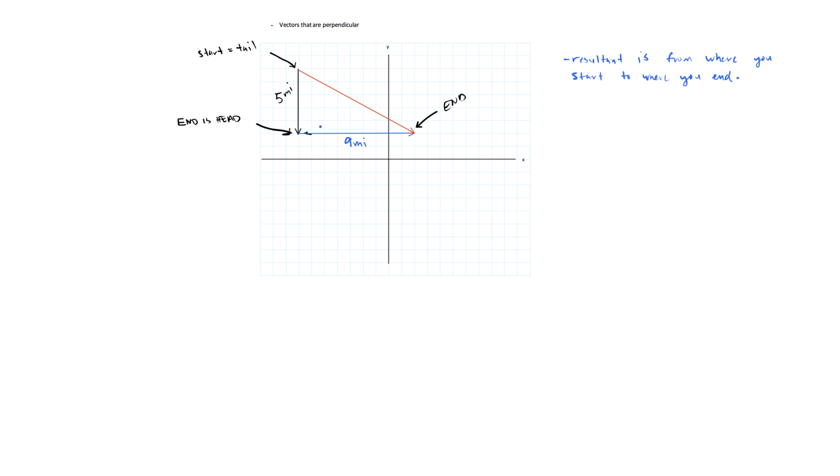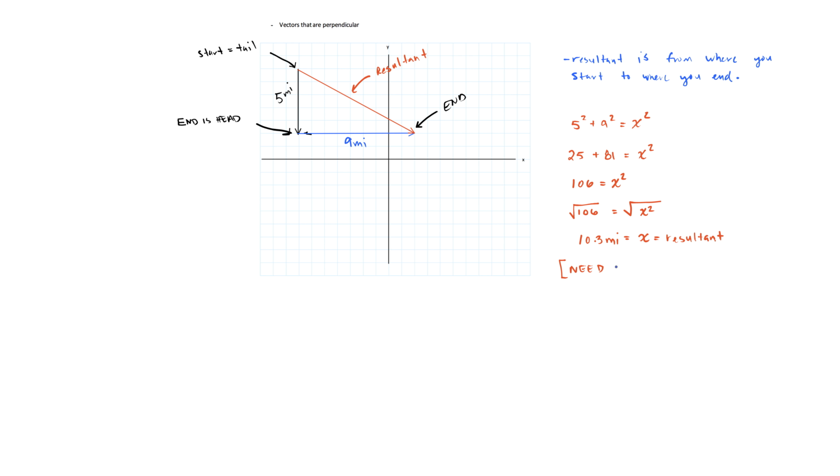What we have here is a right triangle. And for right triangles, we can use the Pythagorean Theorem to get the hypotenuse, which is the resultant. Here we do 5 squared plus 9 squared equals x squared. 5 times 5 is 25 and 9 times 9 is 81, which equals x squared. We add 25 and 81 together and we have 106. Take the square root on both sides of the equation and what we get is 10.3 miles, which is the resultant of the vectors. So we just got the resultant, the magnitude, which is 10.3 miles.